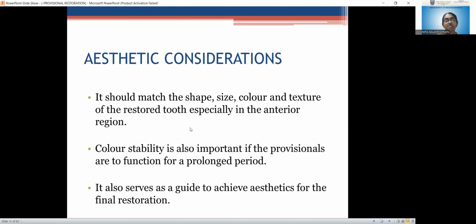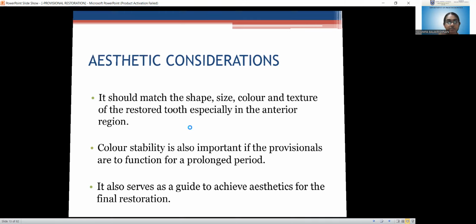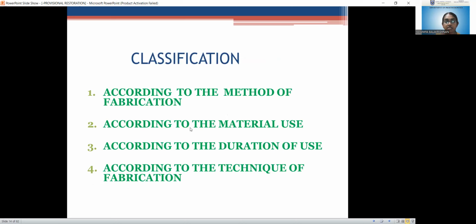So coming to the aesthetic consideration, which is of important concern when we give an anterior FPD, it should match the shape, size, color, and texture of the restored tooth, especially in the anterior region. Color stability is also important if you are planning to give the provisional restoration for a prolonged period. So these are the requirements for the provisional restorations.